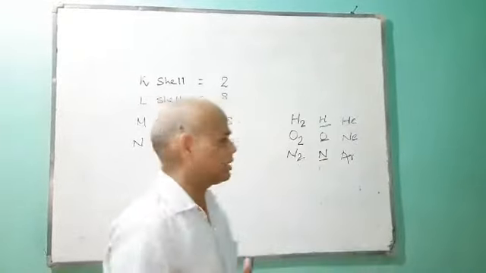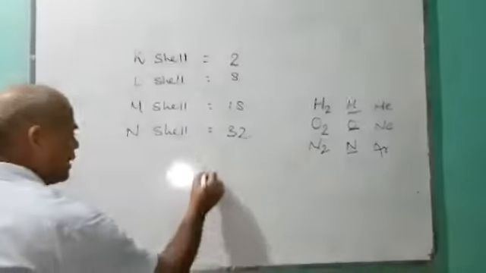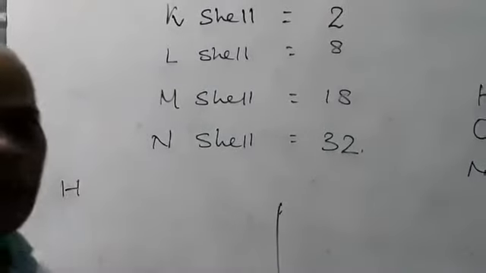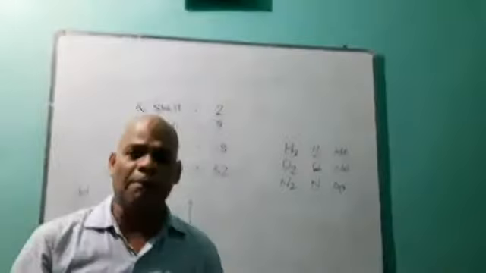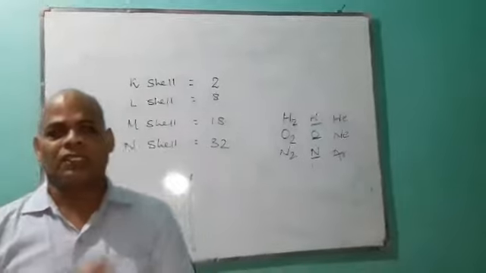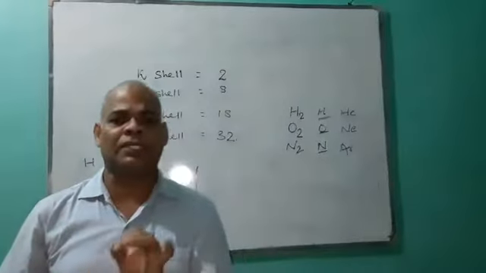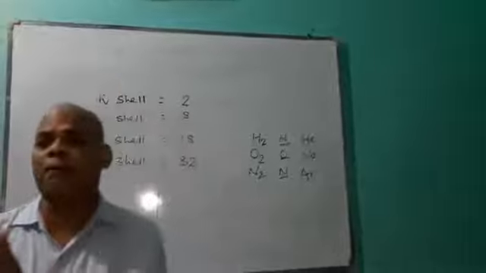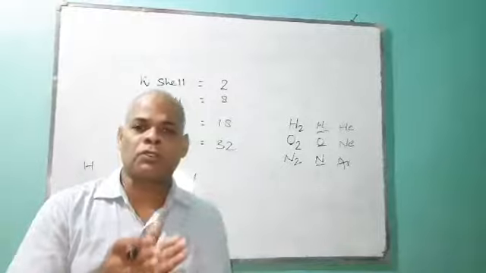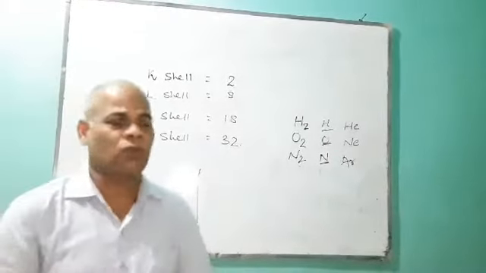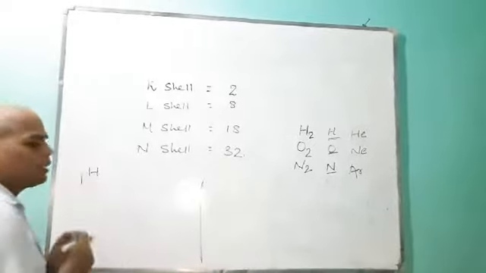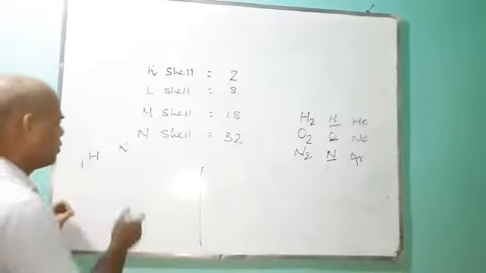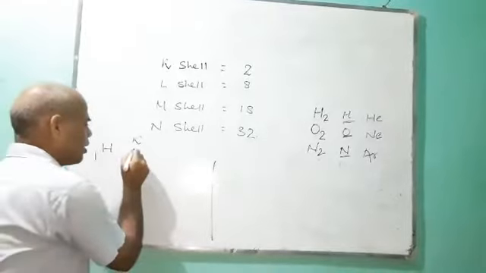Let me write the electronic configuration one by one. If you talk about hydrogen, hydrogen has atomic number 1. What is the atomic number? The number of protons present in the nucleus of an atom is called the atomic number. And the number of protons is also equal to the number of electrons. So here hydrogen has atomic number 1. It means hydrogen has 1 electron. So if you distribute the electron, the very first shell, that is K, will have 1 electron.